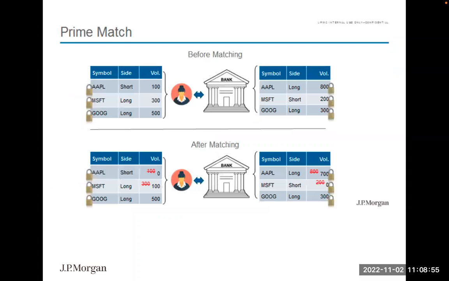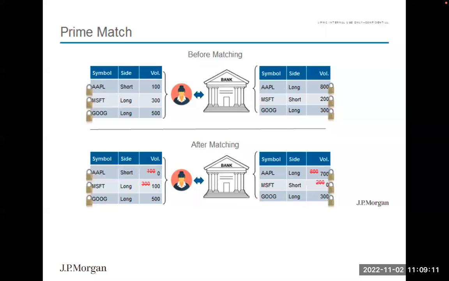Okay, so here's a particular example, just to give you an idea. So we have the bank. Okay, so here is again a toy example. By the way, short is for sell and long is for buy. Okay, so this is before the matching.